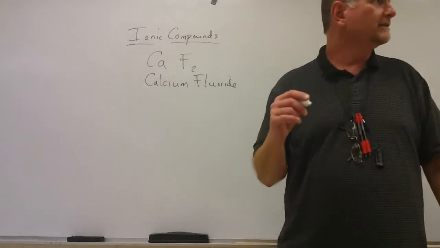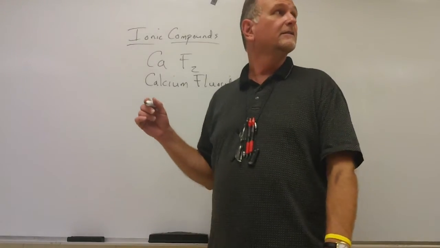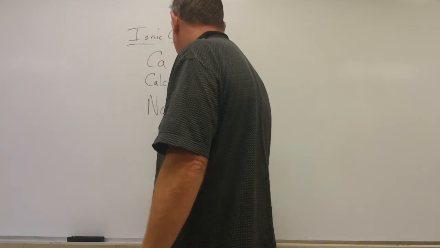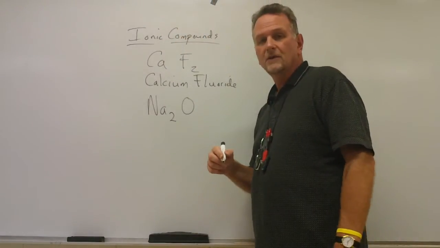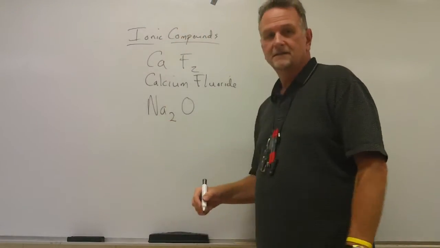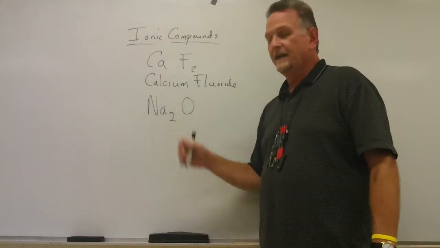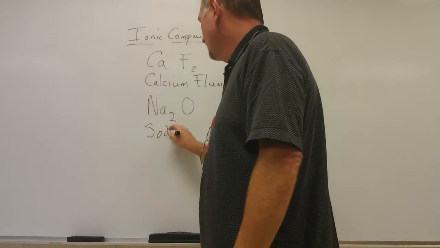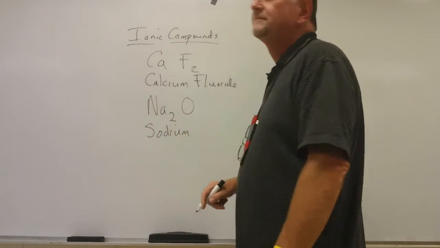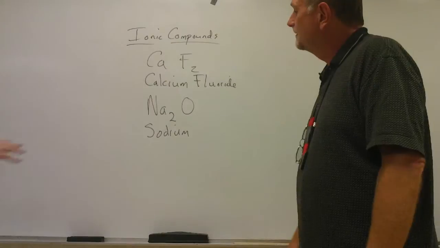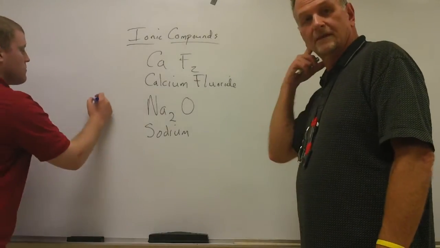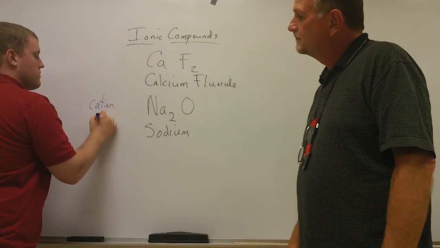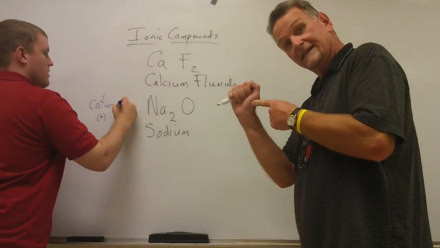Let's try another one. Let's take a look at the periodic table. Let's go with this compound right here, Na2O. Na is sodium. Remember, the cation always takes the name of the metal from which it comes. The cation is written first. Now this is a positive ion. Get it? Cations are positive.